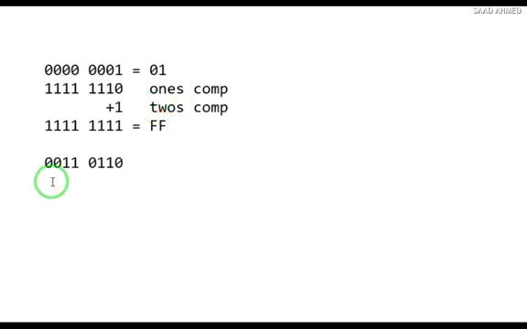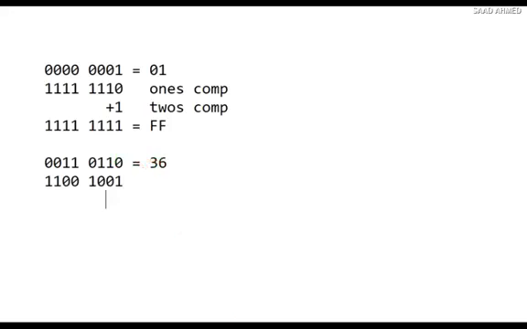Okay, let's see another example. Here we have 0011 0110. 0011 is 3 and 0110 is 6, so this binary number is equal to 36. Next, I want to take the 1's complement, and for that I will be inverting 0 into 1 and inverting 1 into 0. So wherever there is a 0, I'll put 1, and wherever there is 1, I'll put 0. This is the 1's complement.